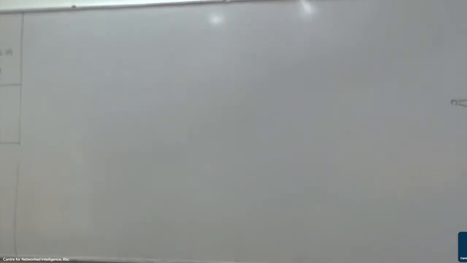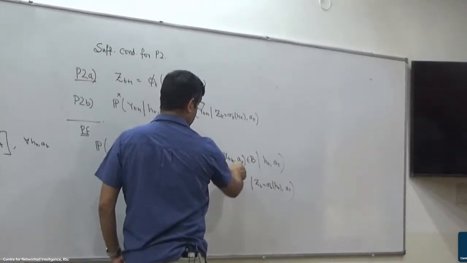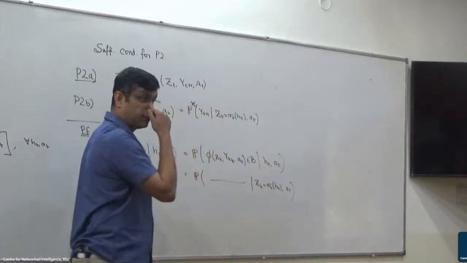So, I start with the left hand side of P2. What is the probability distribution of the next information state lying in some set given history and action? I know Zt plus 1 is this function, and this function lying in B has 3 variables. Zt is a realization because I know Ht and this is a function of Ht. At is a realization because I am conditioning on that. So, the only random variable is Yt plus 1.